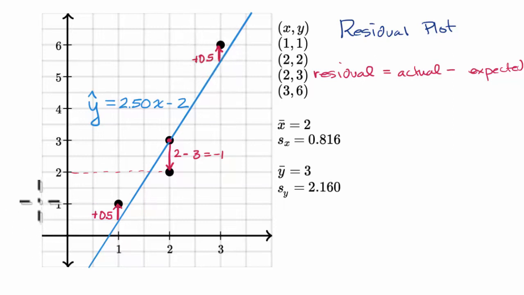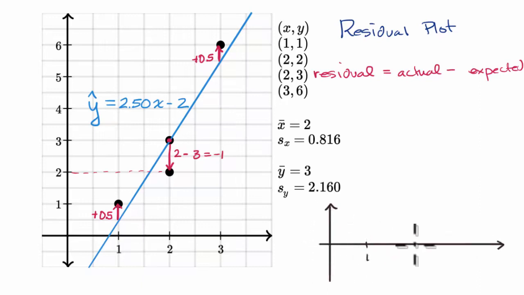So those are the residuals, but how do we plot it? Well, we would set up our axes. Let me do it right over here. 1, 2, and 3. And let's see, the maximum residual here is positive 0.5, and then the minimum one here is -1. So let's see, this could be 0.5, 1, -0.5, -1. So this is -1. This is +1 here. And so when x equals 1, what was the residual? Well, the actual was 1, expected was 0.5. 1 minus 0.5 is 0.5. So this right over here, we can plot right over here. The residual is 0.5.